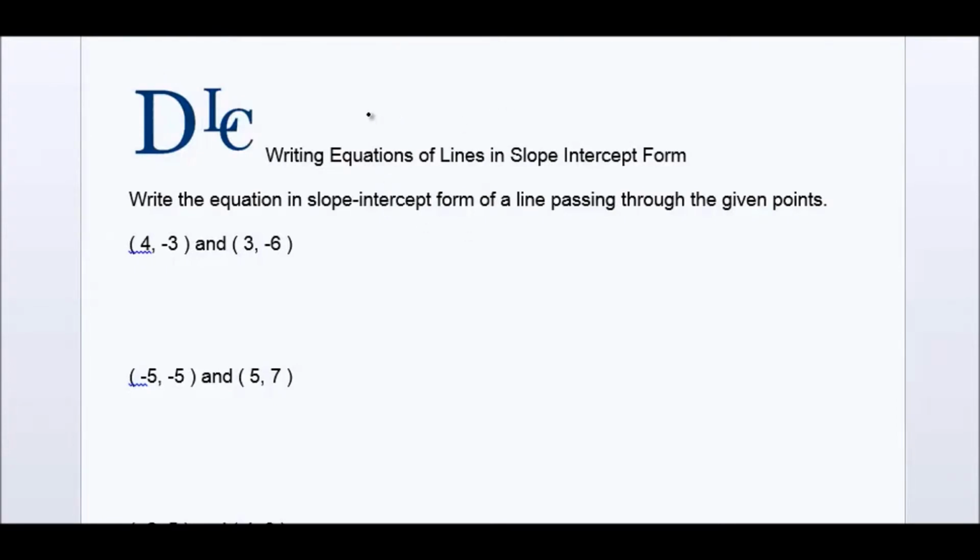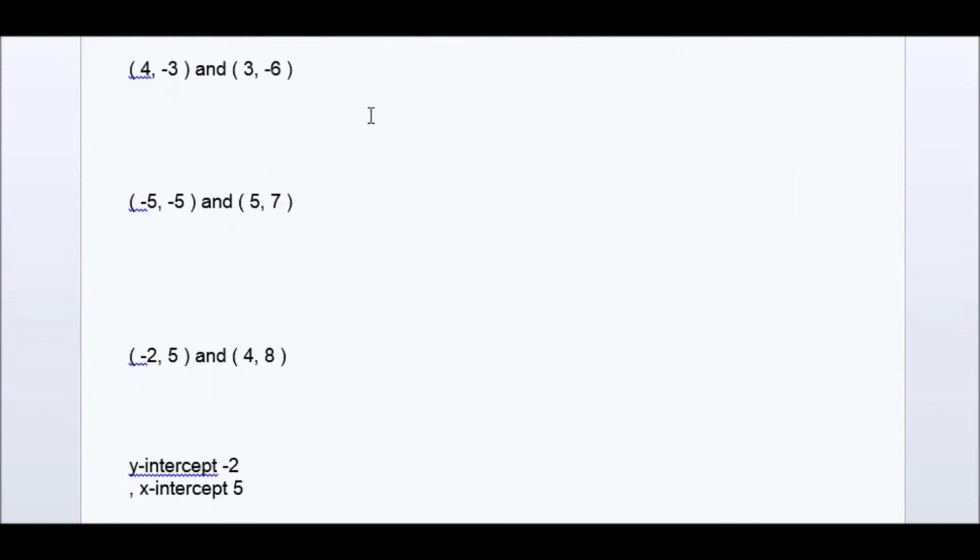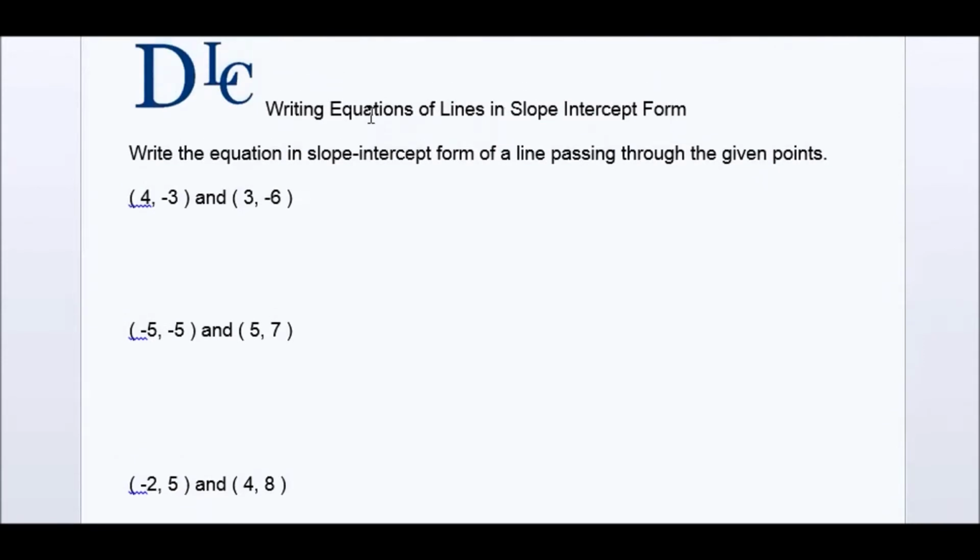Today we are writing equations in slope-intercept form, given certain things, whether it's 2 points or 2 intercepts. Okay, let's go ahead and start. Let's do a quick review. We know that slope-intercept form is y equals mx plus b.